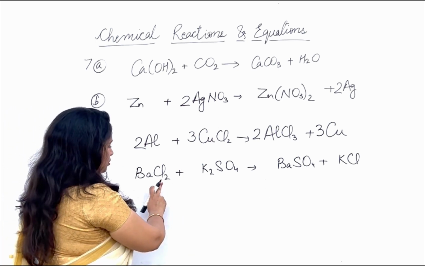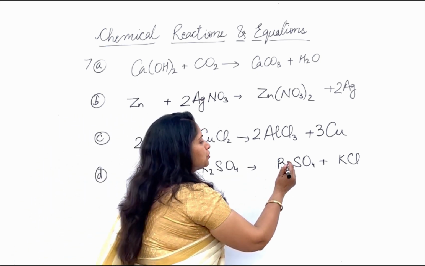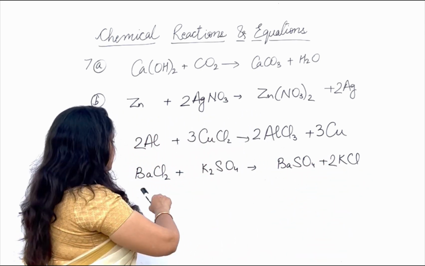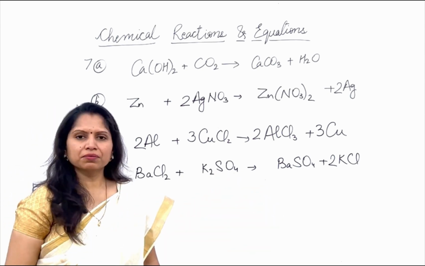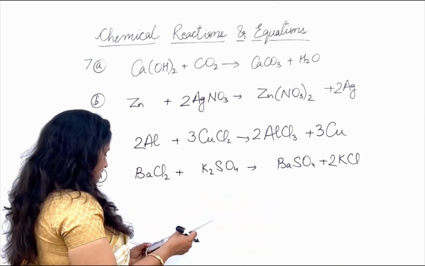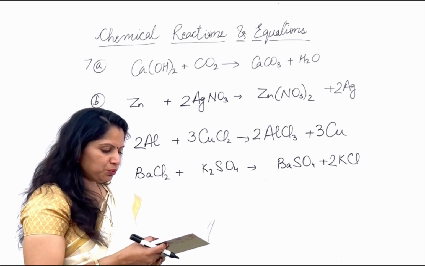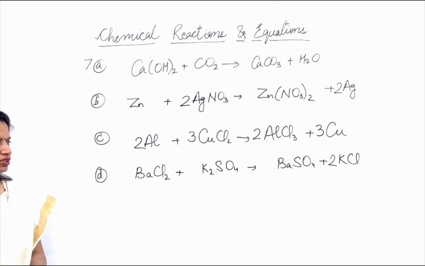Now balance the equation. Here I have 2 chlorine atoms. So this side also I need to have 2 chlorine atoms. Potassium is balanced. Barium and sulfate are already balanced. Okay, so we have balanced the equation. Next question number 8 we'll be discussing, but before that you can take a screenshot.